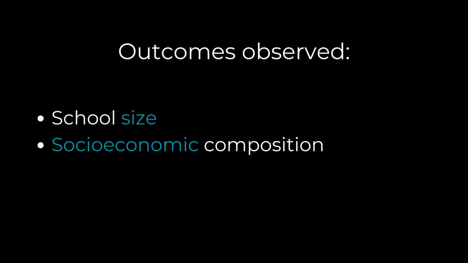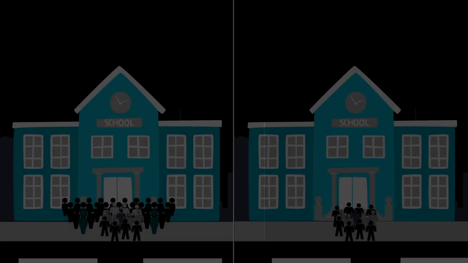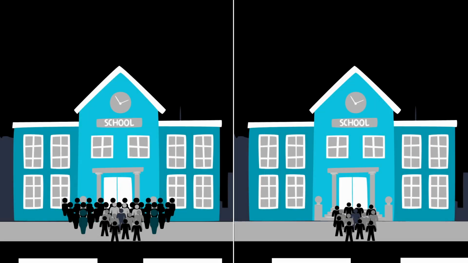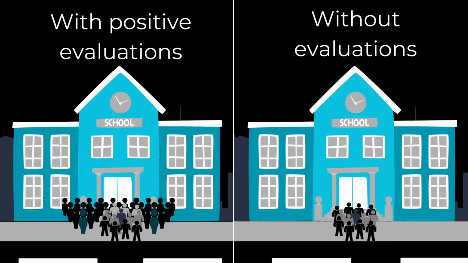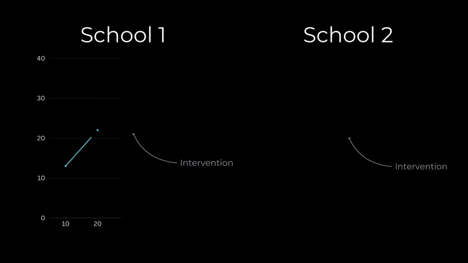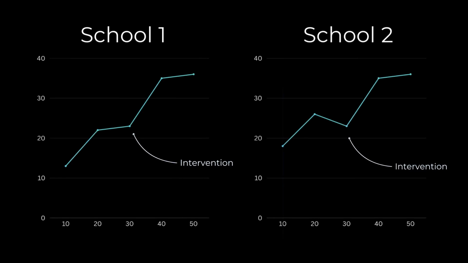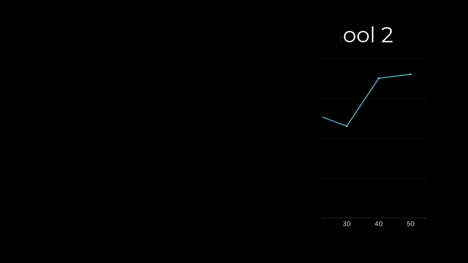In this specific example, the main outcomes observed were school size, measured by the number of first-grade students, and socioeconomic composition of the school. By comparing the trends in enrollment and student demographics over time, the researchers found that schools with positive evaluations saw an increase in first-grade enrollment, especially in rural areas where parents had fewer school options. As they showed that without the treatment, both the control and the treatment group would act similarly, all differences in outcomes can be causally attributed to the treatment.